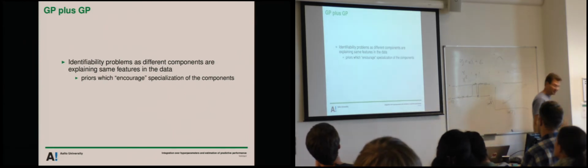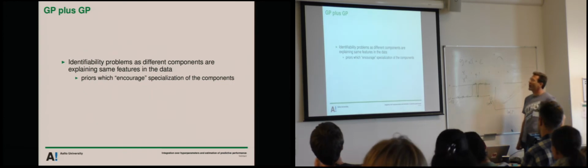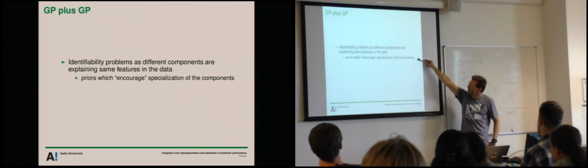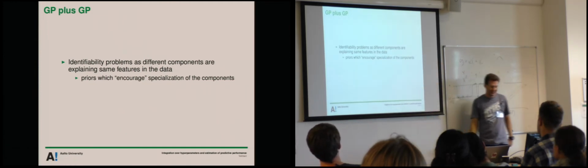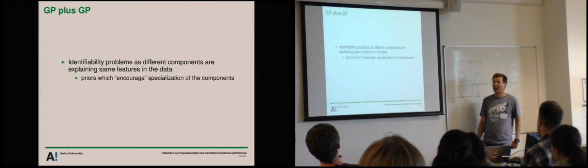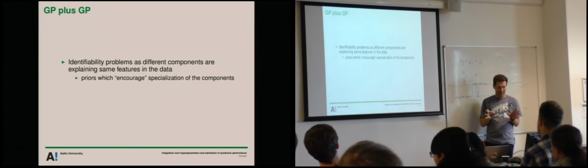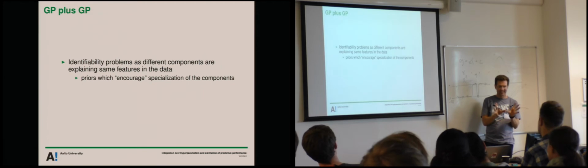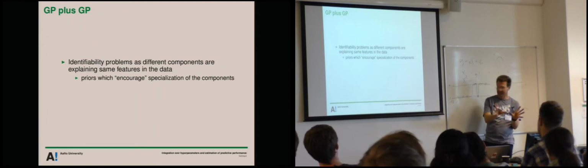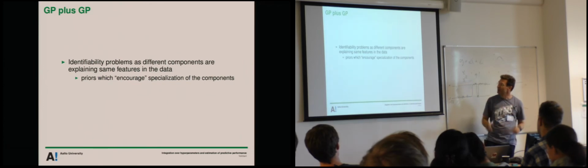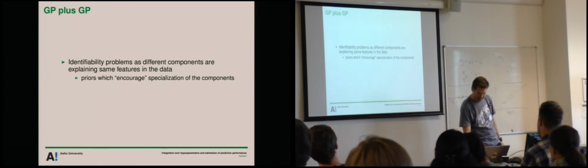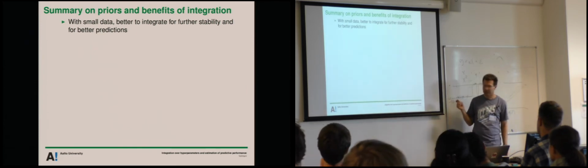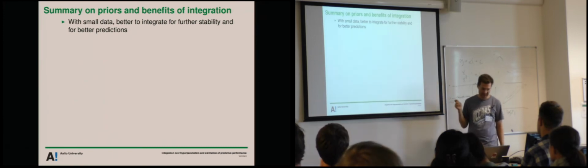This is something which clearly requires more research: what would be the priors which encourage specialization of these components. In a way, we would like to have a prior which says that the posterior of the length scale should not overlap much. We would like to say that, okay, let this component explain this and this, and they are not allowed to go explaining the same things. So with small data, better to integrate for further stability and for better predictions.